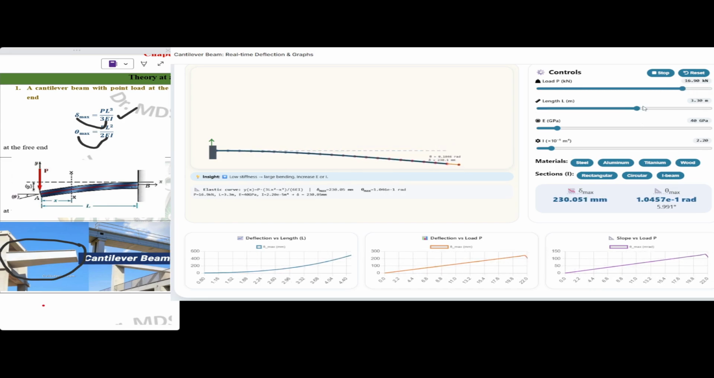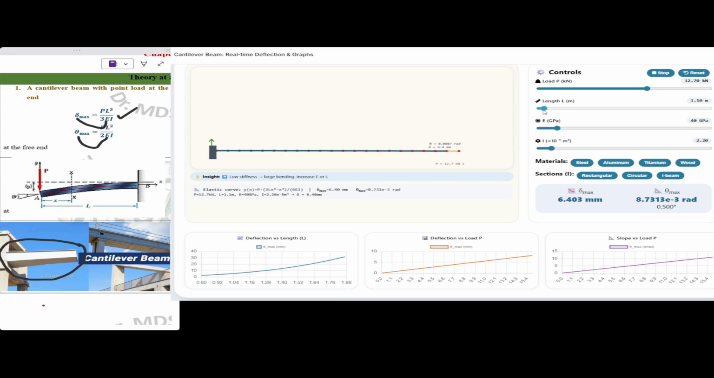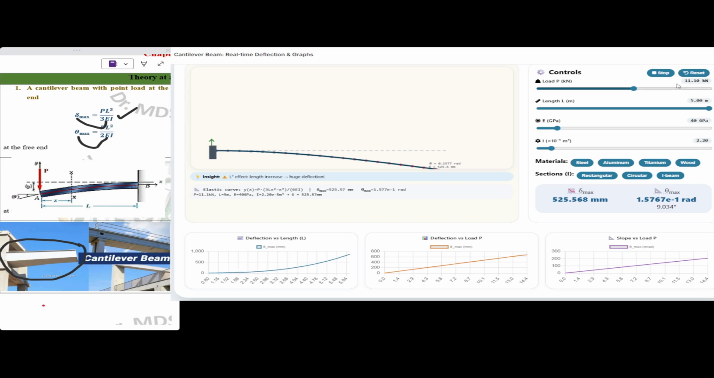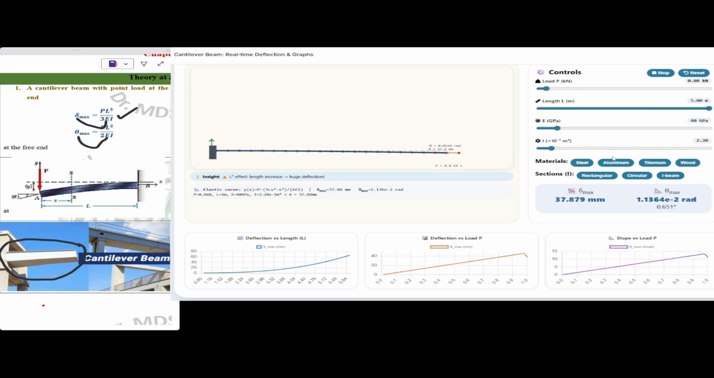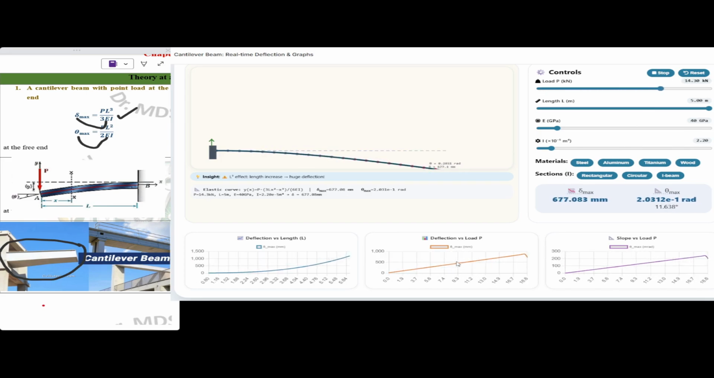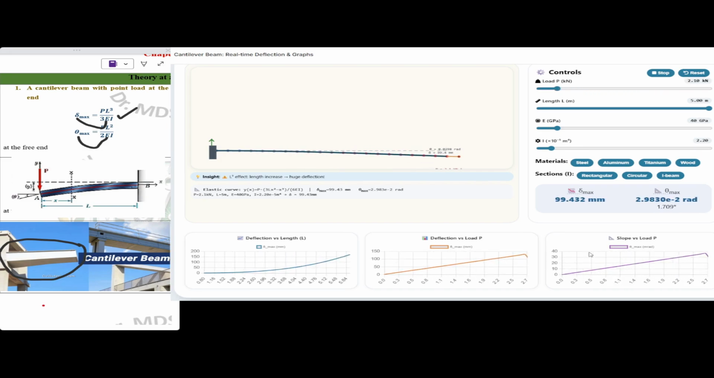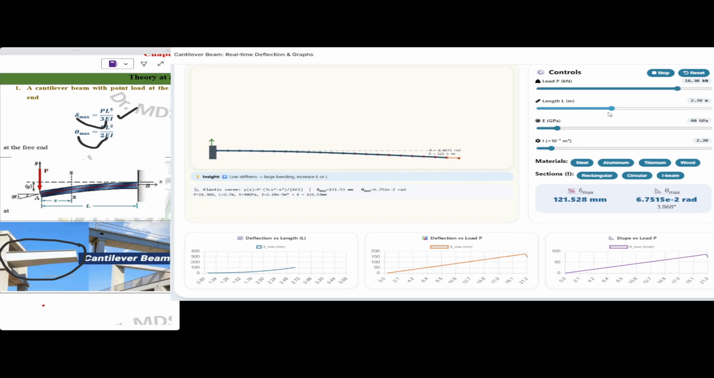You can change the length as well. Check the length at minimum. See, the deflection is very minimum and the slope is also very small. Now increase the L value. See, the deflection got very high. Theta has also become very high, as you have increased the length.